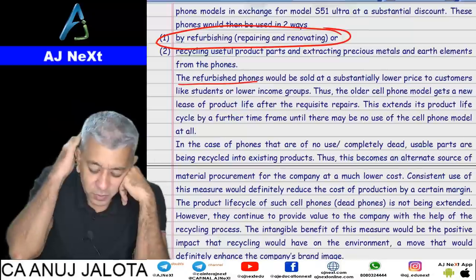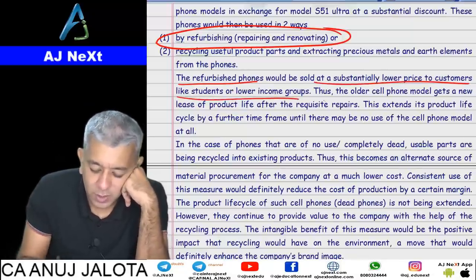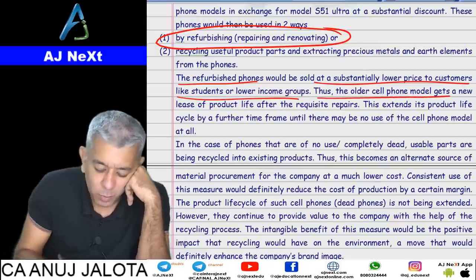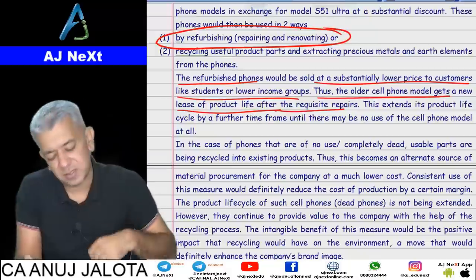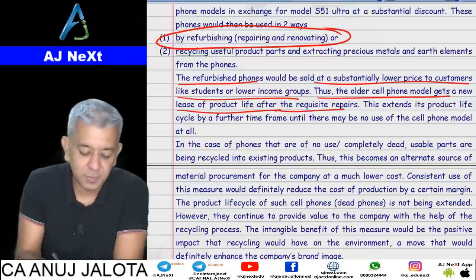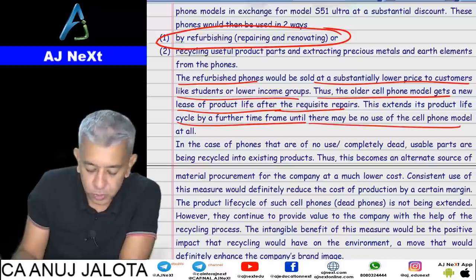The refurbished phones would be sold at a substantially lower price to customers like students and lower income groups. Thus older cell phone models get a new lease of life after the requisite repairs. That will of course happen. This extends the product life cycle by a further time until they are of no use to the customer at all.